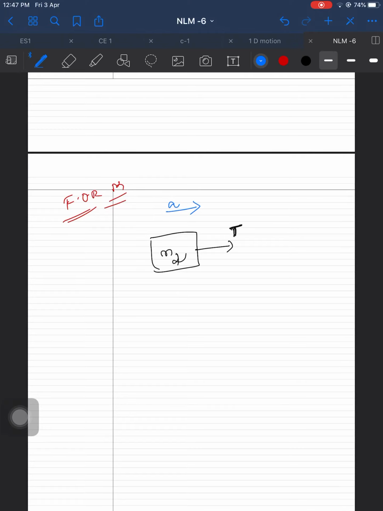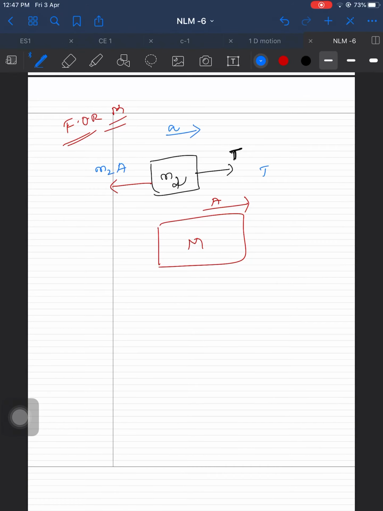Okay, what other force is acting? Is there any pseudo force? Yes or no? Yes, there is a pseudo force, because the capital M is moving with capital A in the right direction. It exerts a force. What is the pseudo force value? M2 into A. And if we write the equation, T minus M2 into A is equal to small m2 into a. This is the first expression.